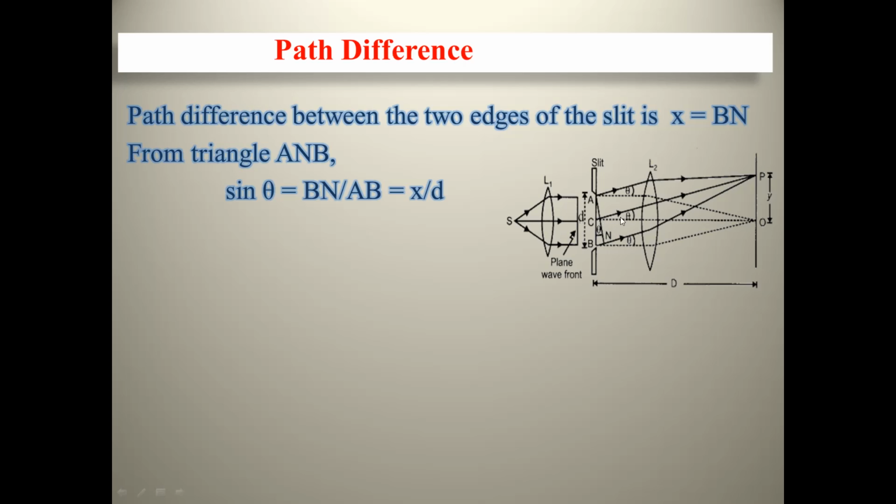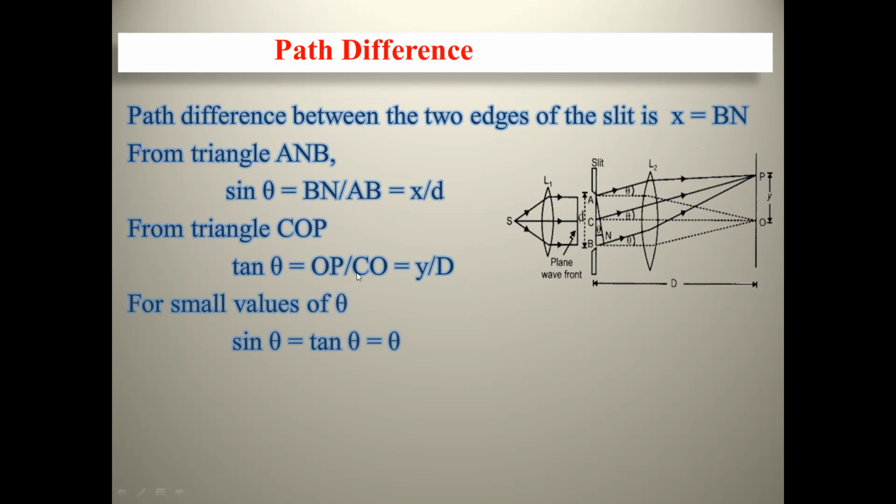Now let us consider the triangle COP. It is a right angled triangle. Tan theta is equal to opposite side OP by adjacent side OC. OP is y and CO is equal to D. So tan theta is equal to y by D.